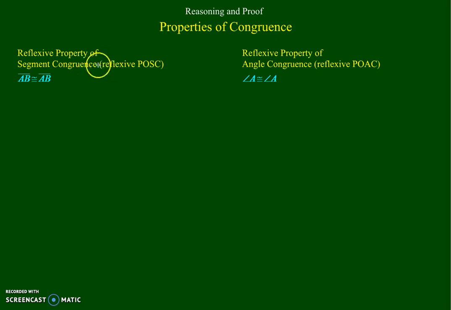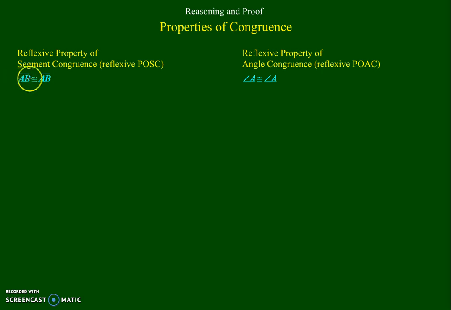The abbreviation is generally the word reflexive and then POSC, property of segment congruence. You are perfectly welcome to write out the entire definition if you wish, or the entire name, but I generally opt towards the lazy side, and this is what I'll usually abbreviate. Here it is. Segment AB is congruent to segment AB. Remember before we had some letter equal to some letter, or some number equal to some number. So we had the reflexive property of equality.